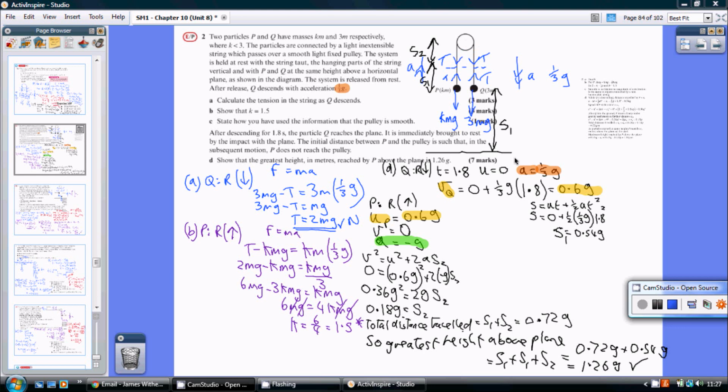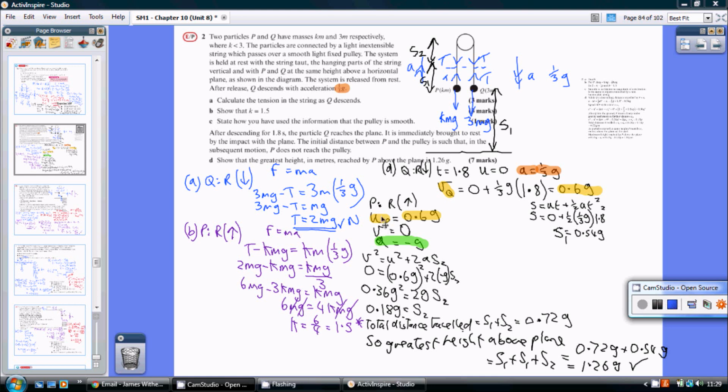So it's really important that you understand the greatest height above the plane that P will make is S1, its starting position, plus S1 again, because as Q goes and hits the ground, P will go up an S1, and then finally S2, which we're going to move on to looking at in a second.